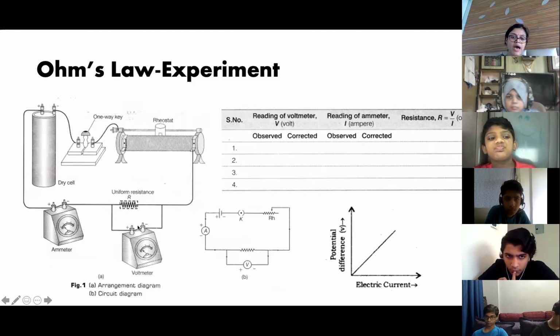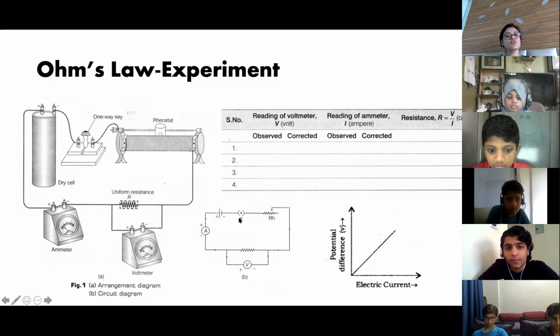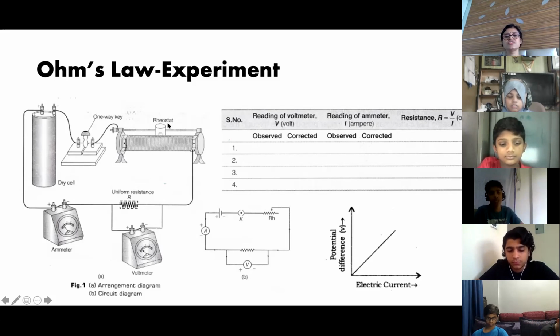This is the lab part that we do in the lab. And how do we draw the circuit diagram? The circuit diagram will be like this: the battery, the ammeter, the resistance, and the voltmeter in parallel. Ma'am, what is that K? K is the switch, and RH is the rheostat.